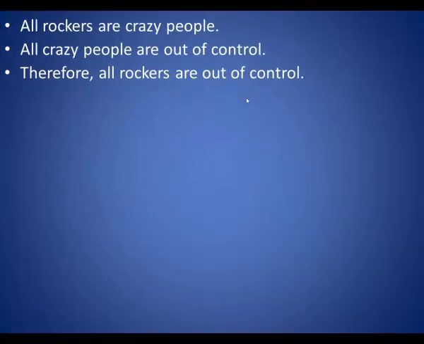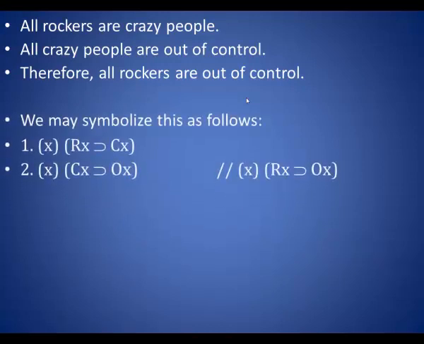So let's look at this example. All rockers are crazy people. All crazy people are out of control. Therefore, all rockers are out of control. Again, we can symbolize it this way. And remember, which should be familiar by now, since these are universal statements, they're going to be translated as conditionals. So premise 1 says for all x, if x is a rocker, then x is a crazy person. Premise 2 says for all x, if x is a crazy person, then x is out of control. My conclusion says for all x, if x is a rocker, then x is out of control.